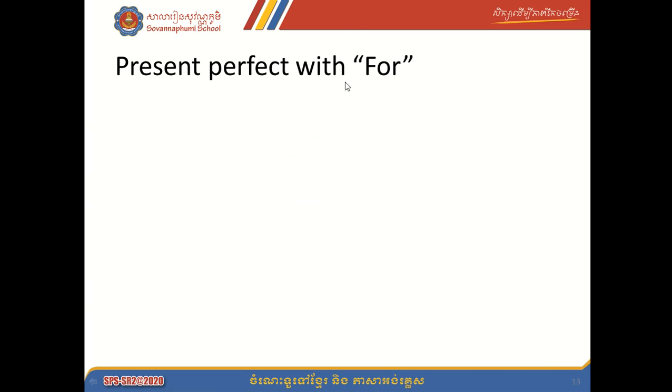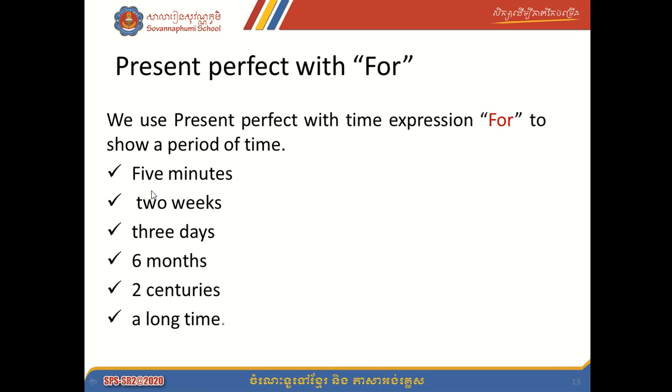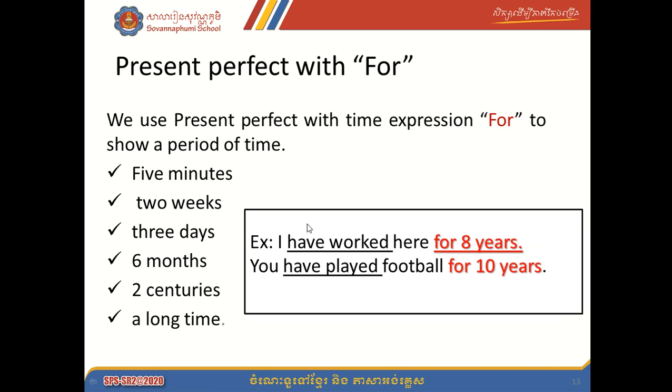Okay, present perfect with for. We use present perfect with the time expression for to show a period of time. And here are some words that you can use with it: 5 minutes, 2 weeks, 3 days, 6 months, 2 centuries, a long time. Okay? And now let's take a look at the examples.